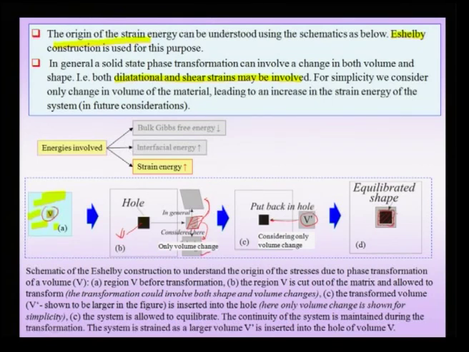And if I look at the stress state, I will notice that the precipitate will be under compression, but the matrix will be under tension, because if this is overall a freestanding body, then the net stress state has to be 0.